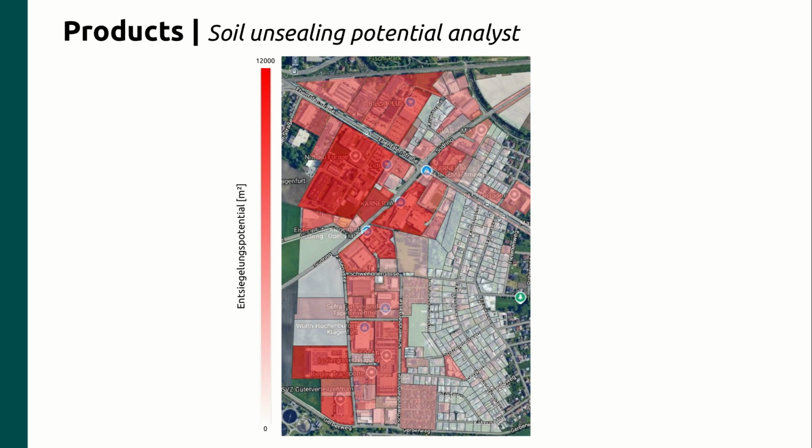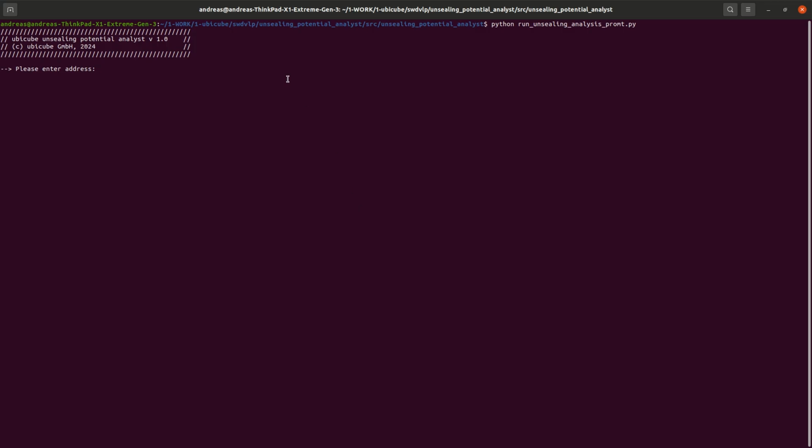Also here we have already delivered to a couple of clients the product, and to showcase, we have this little console interface, a prompt where you can actually type in any address in Austria, and then you get the unsealing potential, which is basically defined at this stage as the sealed surfaces without buildings on it. So what's where is the soil sealing apparent on this individual parcel?